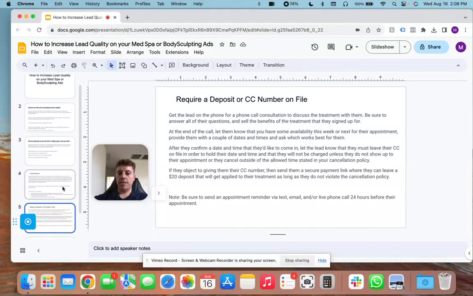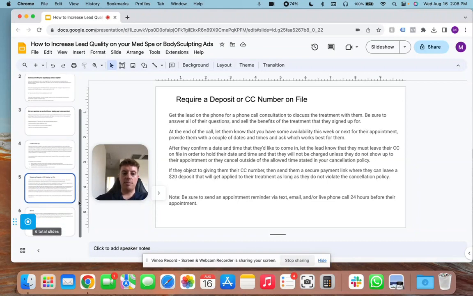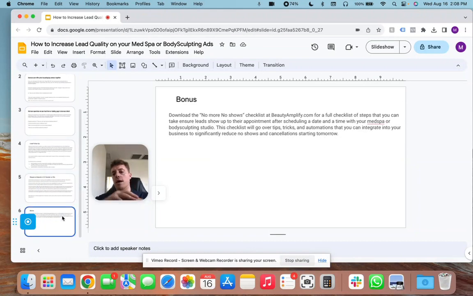And then be sure to send them appointment reminders, text, email, and calling them before their appointment. You want to send reminders the day before, the day of, making sure that they're reminded that their appointment's coming up. People get busy, people forget things. So just always be in contact with them and remind them about the appointment. And that's really it, guys. Those are the 4 things that you can do right off the bat to increase your lead quality and interest level.